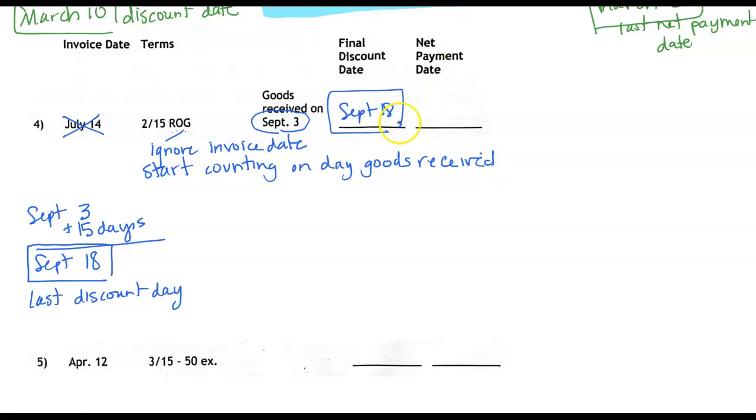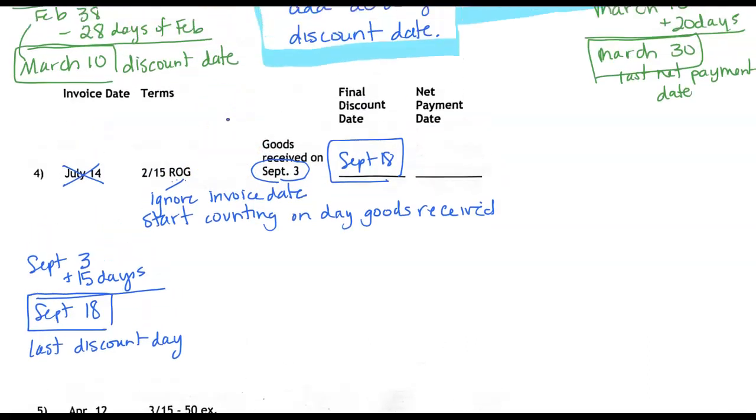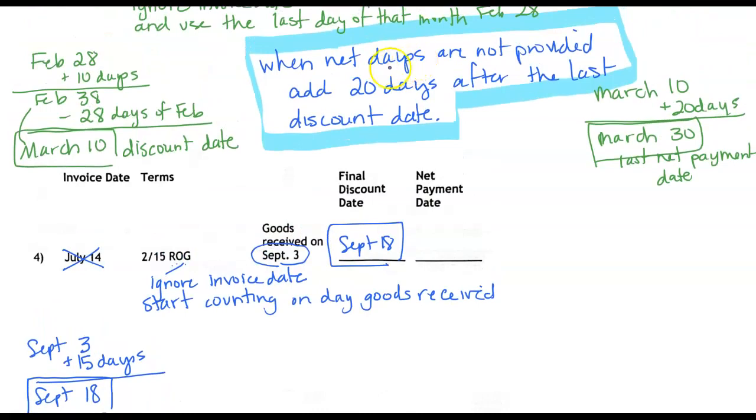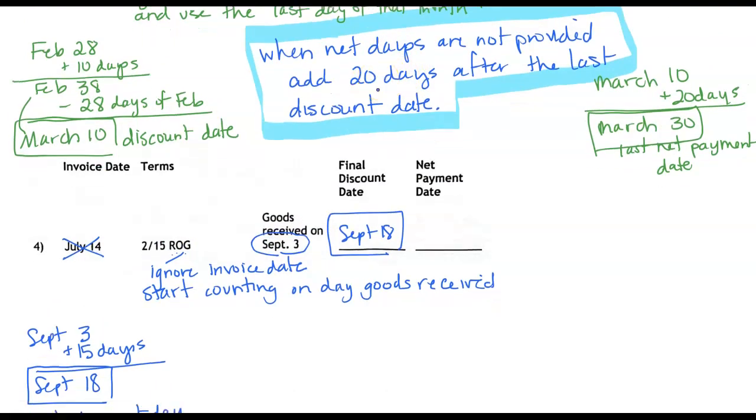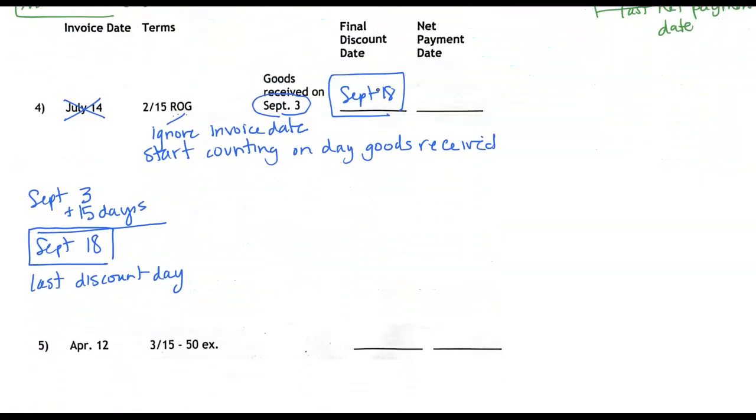The second amount we're going to find is the net payment date. Again, on this example, we don't have a net number of days given. We're going to go back and use that new information that when a net number of days is not provided, add 20 days from the last discount date. So start with September 18th and add 20 days.